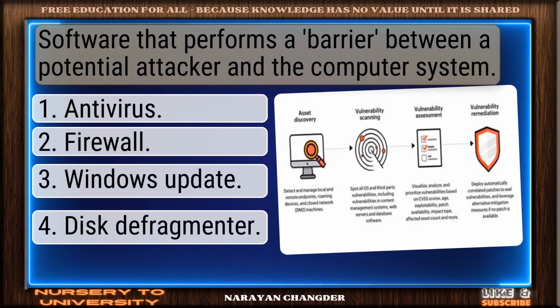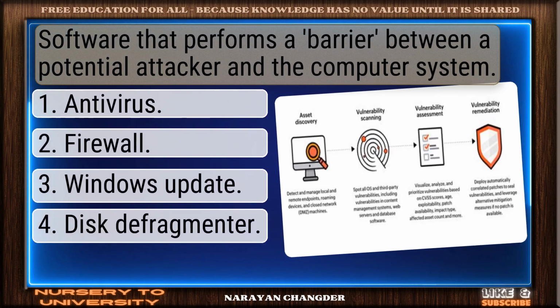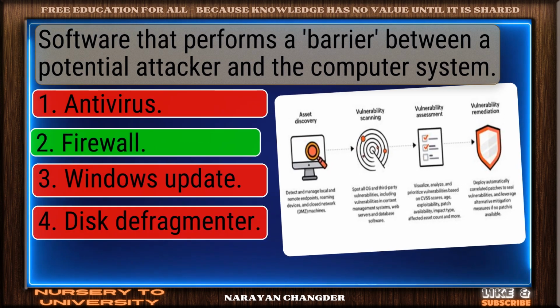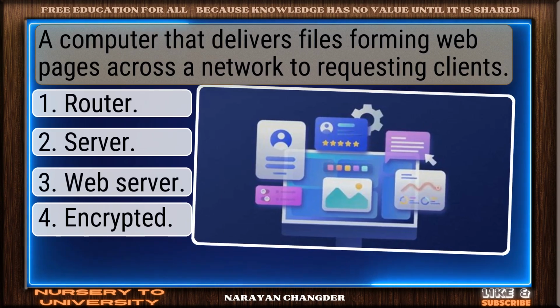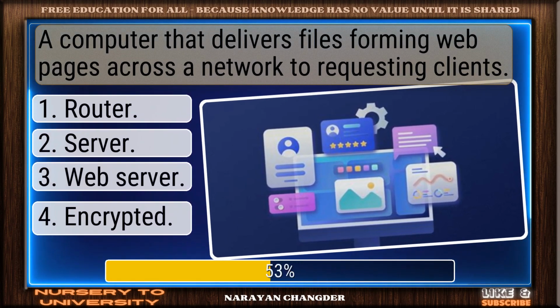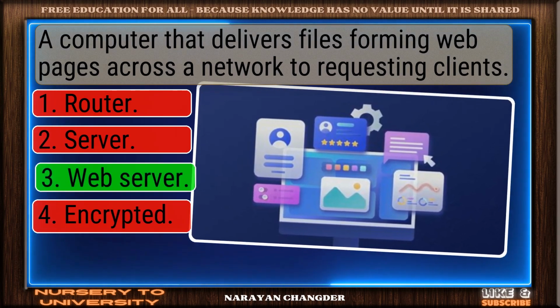Software that performs a barrier between a potential attacker and the computer system. Perfect. Firewall is the one. A computer that delivers files forming web pages across a network to requesting clients. Correct. Web server is spot on.